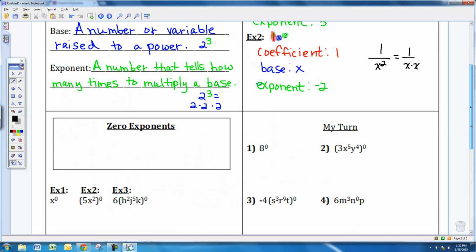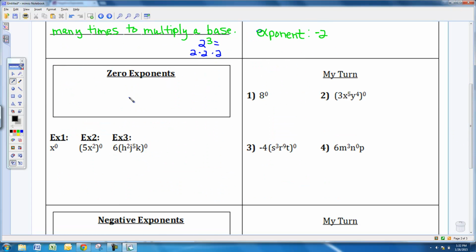Okay, let's move on to some exponent laws. First, we have the zero exponent law, which tells us that anything raised to the power of 0 equals 1.